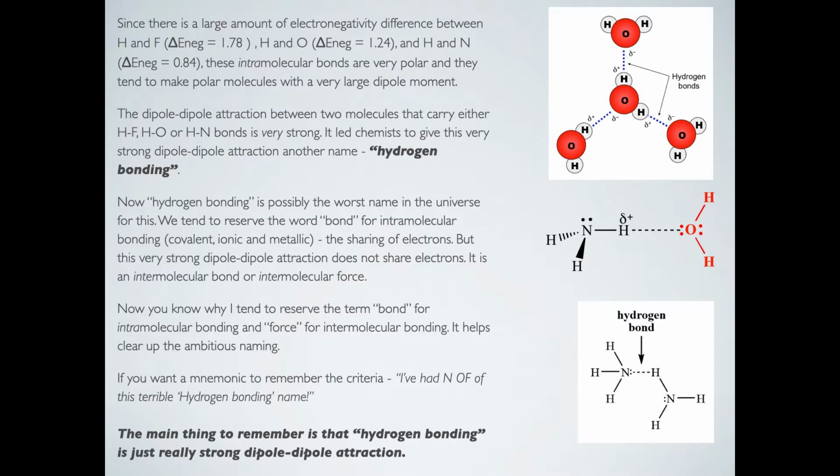Because I hate the name, I've ranted on about that enough. It's down the bottom there. I've had N off of this terrible hydrogen bonding name. N off instead of enough tells me NOF: nitrogen, oxygen, fluorine. So I've had enough of this terrible name. So be careful with hydrogen bonding. It's not a covalent bond within a molecule. We're talking about two molecules attracting each other really strongly. But let's try to reserve the name bond for those intramolecular attractions like covalent, metallic, ionic. Horrible name. If only we could rechange it.